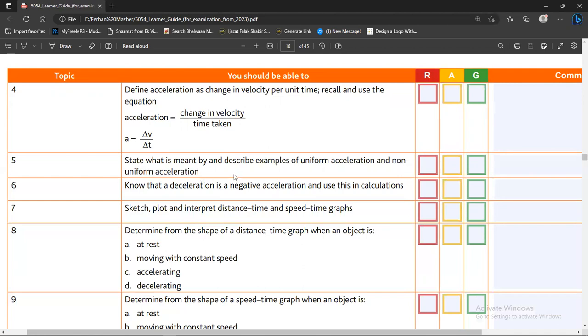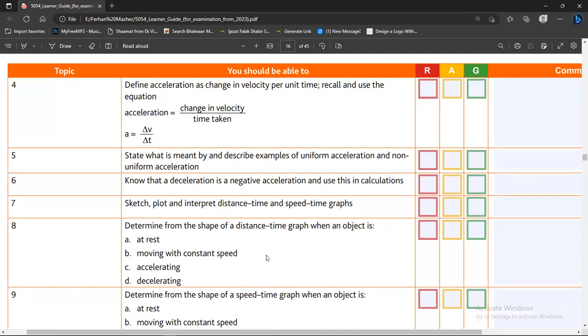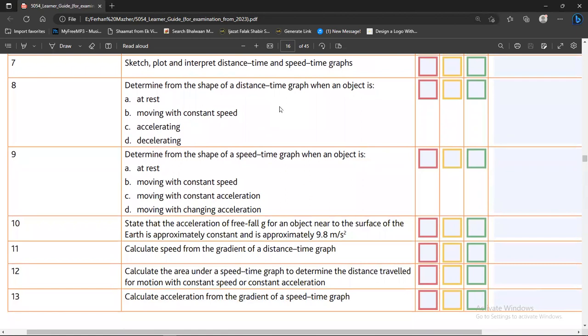State what is meant by and describe examples of uniform acceleration and non-uniform acceleration. Know that a deceleration is a negative acceleration and use this in calculations. Sketch, plot, and interpret distance-time and speed-time graphs. Determine from the shape of a distance-time graph when an object is at rest, moving with constant speed, accelerating, or decelerating. Determine from the shape of a speed-time graph when an object is at rest, moving with constant speed, moving with constant acceleration, or moving with changing acceleration.